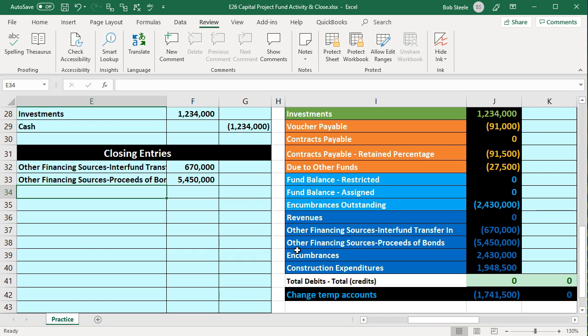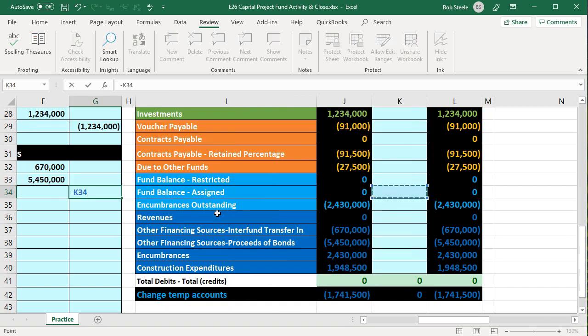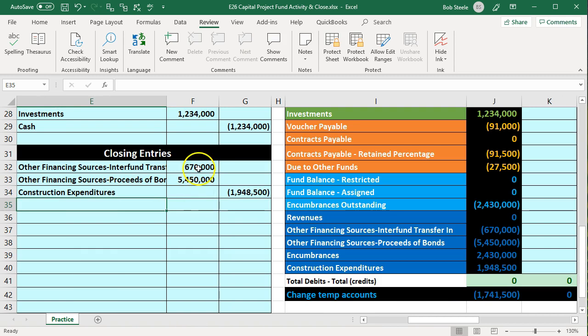Then we're going to go to the construction expenditures, and that has a debit balance, so we're going to credit it because we want it to go down to 0, so we'll be in the credit column. I'm going to say negative of that number, and that's it. And now the debits add up to the 6,120,000. The credits add up to the 1,009,000. Therefore, we're going to need another credit.